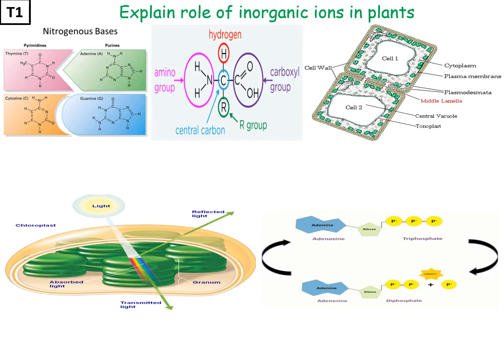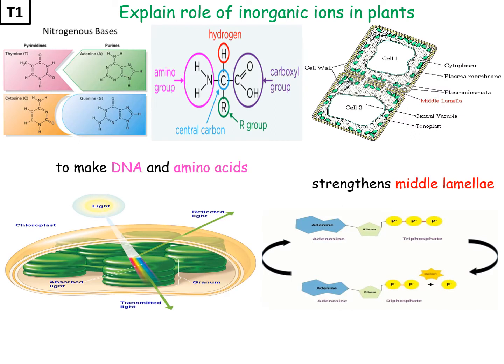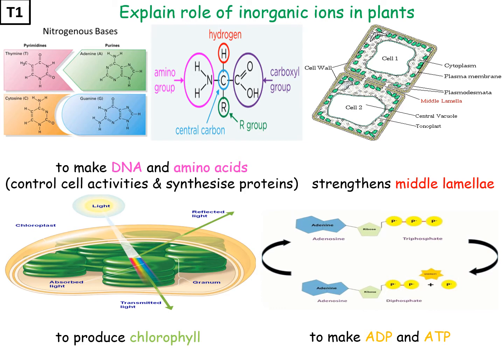Inorganic ions can be used to make DNA and amino acids, to strengthen the middle lamella, to produce chlorophyll, and to make ADP and ATP. Making DNA means that you can control the cell activities. Making amino acids means that proteins can be synthesized. Strengthening the middle lamella holds the cell walls together.